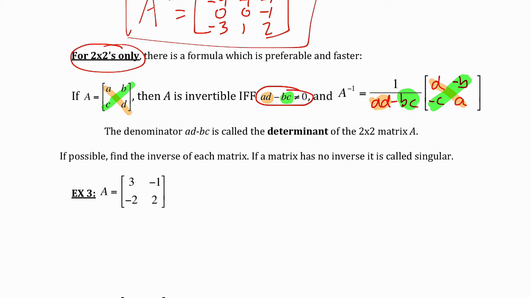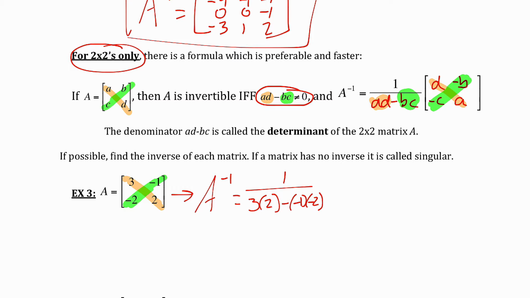So what we're going to do on this matrix A here, we're going to follow the format. We're going to do A inverse equals, and we're going to focus on AD to start. I'm just going to use the same colors that I've been using. So AD is going to be 3 and 2. So it's going to be 1 over 3 times 2, minus our BC. In this case, BC is negative 1 and negative 2. So we've got negative 1 times negative 2. We'll clean that up in a second.